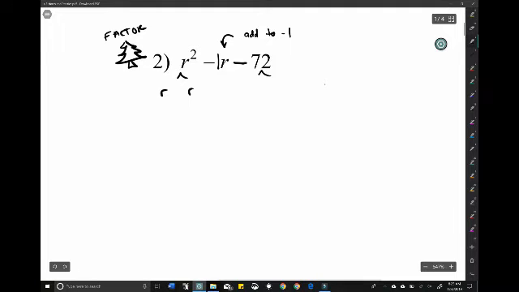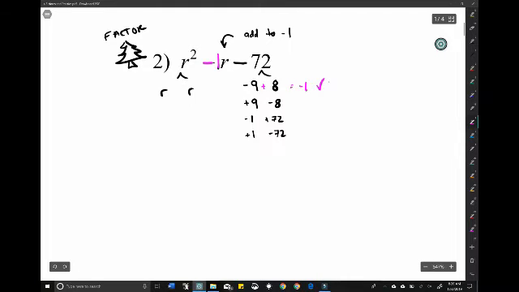Factors of negative 72 are negative 9 and positive 8. We could also think of positive 9 and negative 8. There's some other ones out there, but I think those will take care of them. 1 and 72 are also factors: negative 1 and 72, also positive 1 and negative 72. Now, the goal is that we want these factors to add to negative 1. Negative 9 plus 8 is negative 1, so that's the one we want.